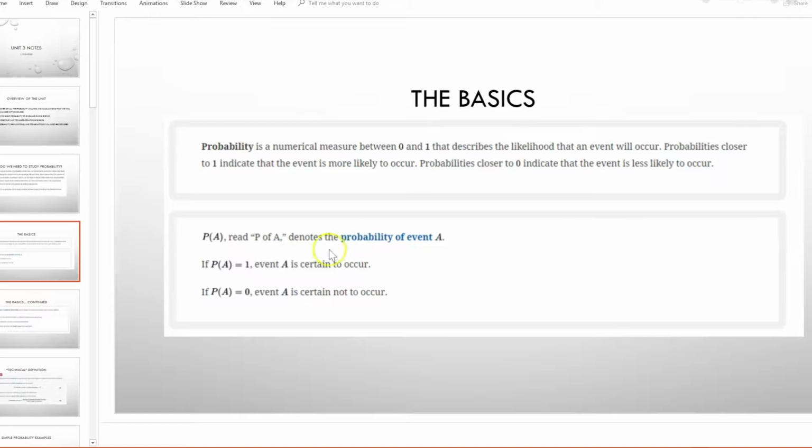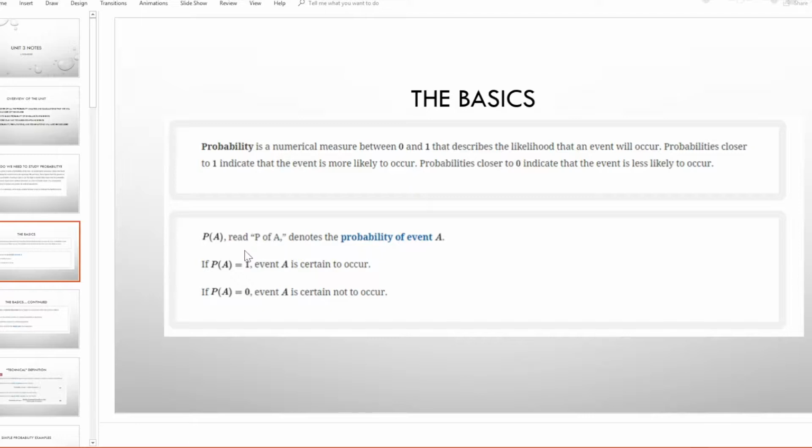All right, a little bit on notation. So right here, P parenthesis A parenthesis. That's read as P of A, or the probability of A happening. So anytime we see the letter P, that kind of stands for just probability. So this is the probability of whatever A is.